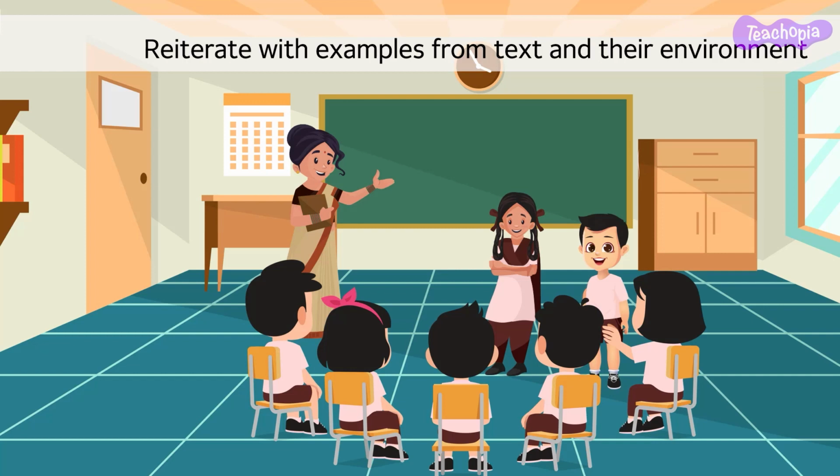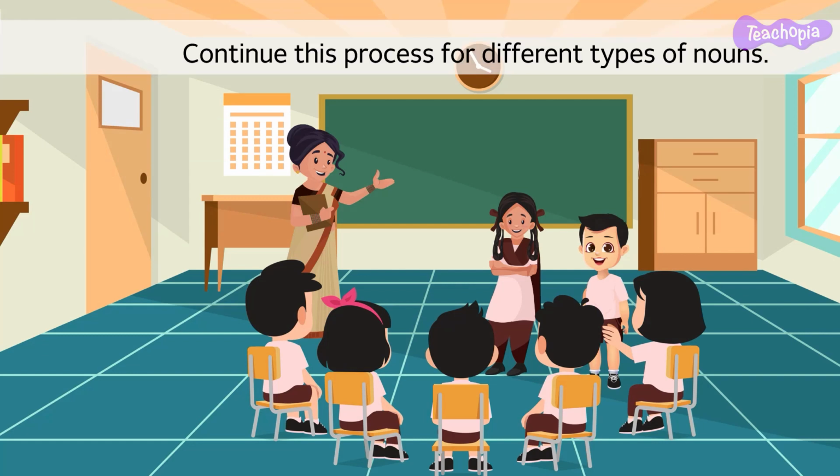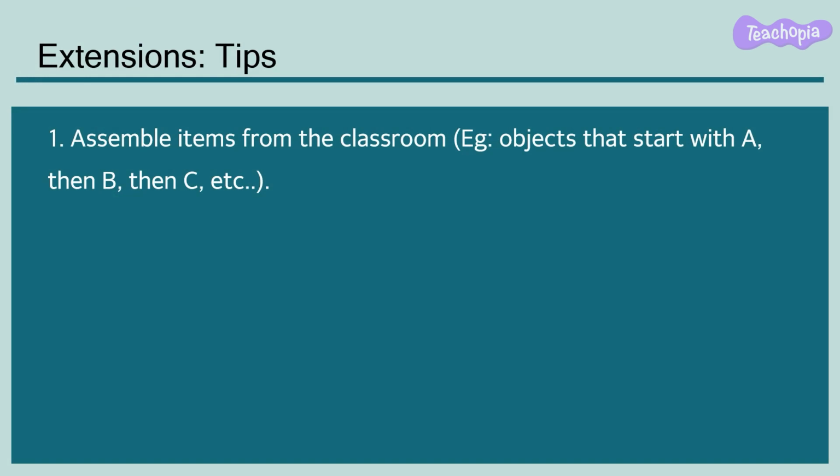Reiterate with many examples from the text and from their environment. For example, Apurva, Valli Cycle Shop, Nandini Milk Shop, or Bengaluru. Continue this process for different types of nouns. Here are some ways we can extend this activity. We can ask the children to assemble items from the classrooms. For example, objects starting with A, then B, then C, and so on.